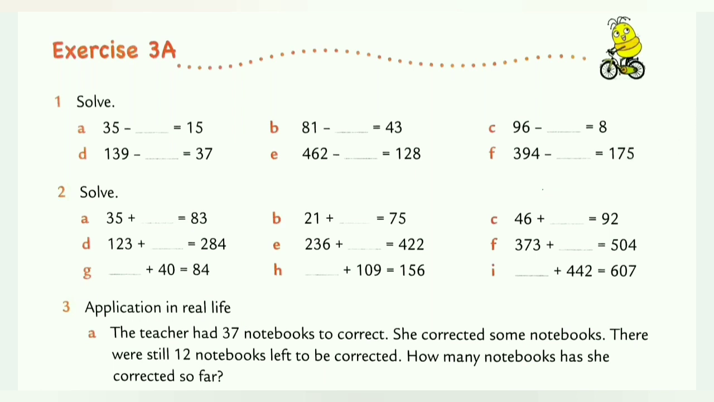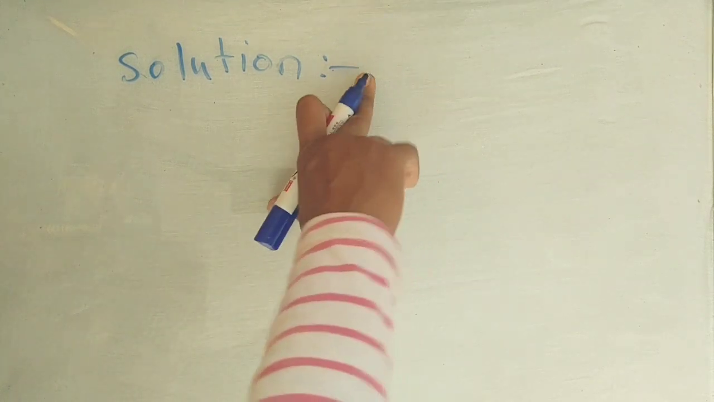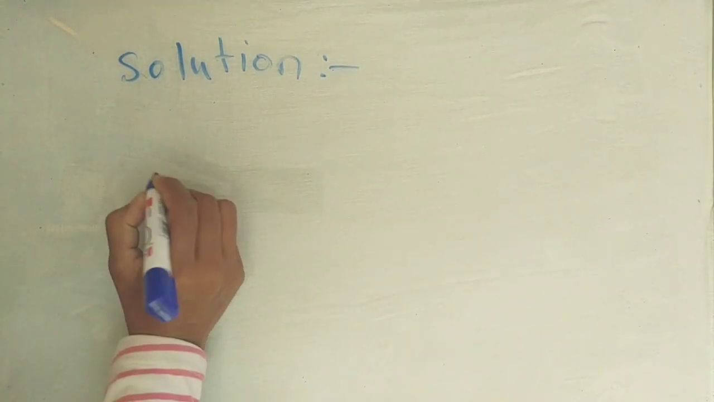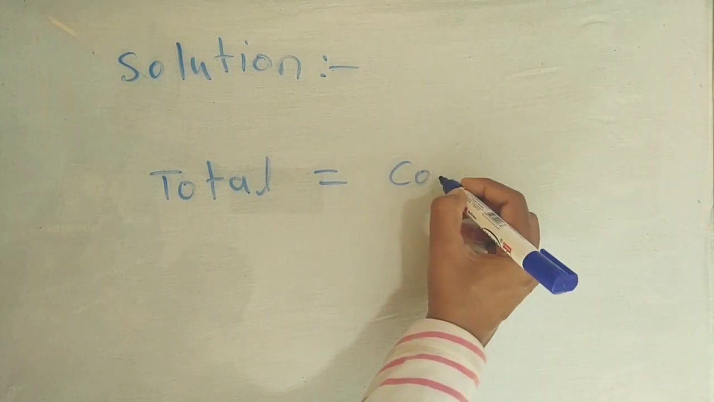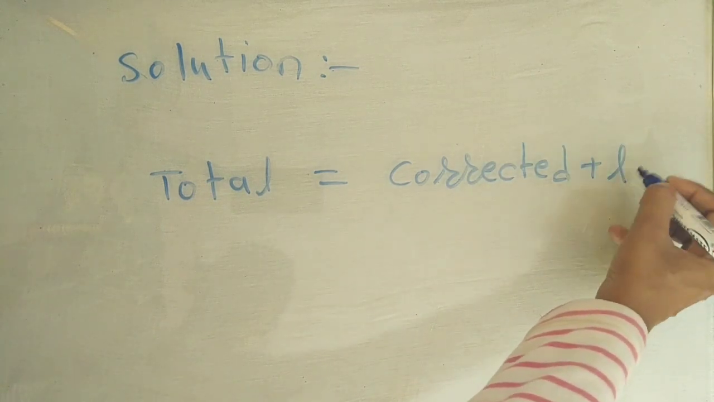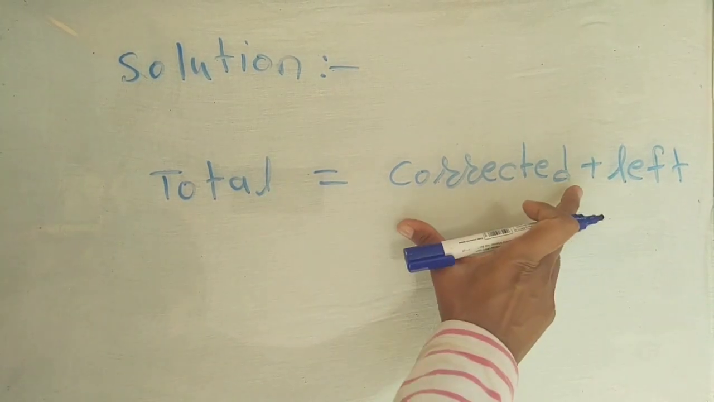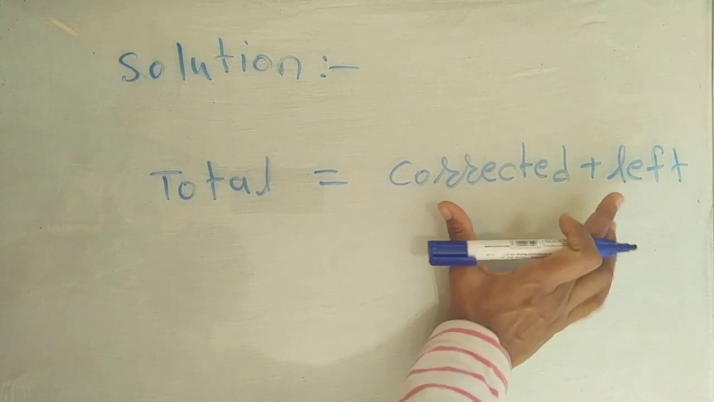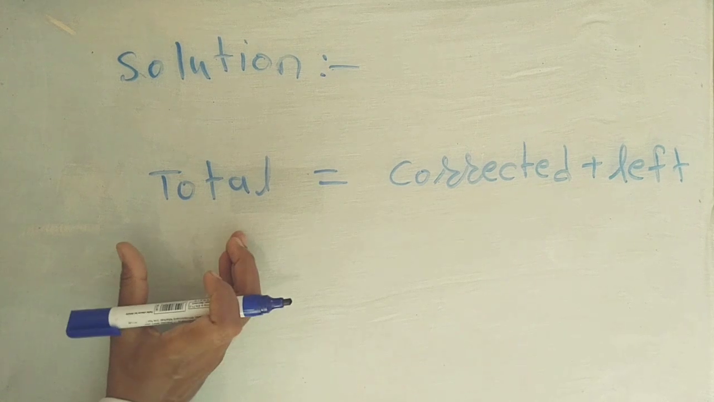Now see this problem, application of subtraction in real life, okay? See the first one. The teacher had 37 notebooks to correct. She corrected some notebooks. Before we solve that problem, 12 notebooks were left to correct. Total, how many notebooks has she corrected? If we add the corrected books and the left books, then we will get the total number of books the teacher had.